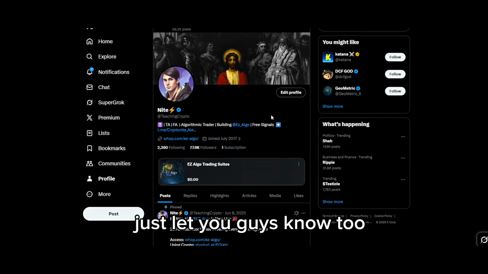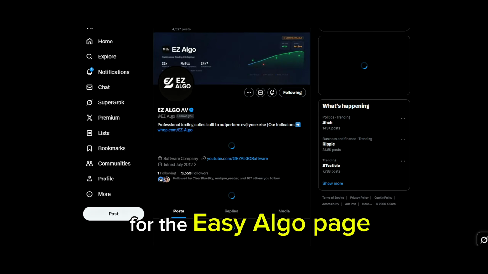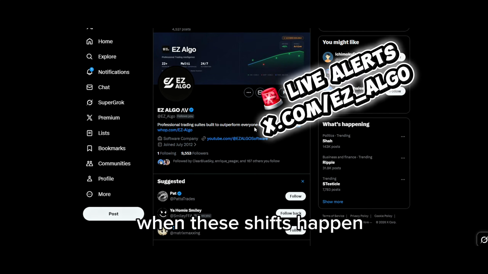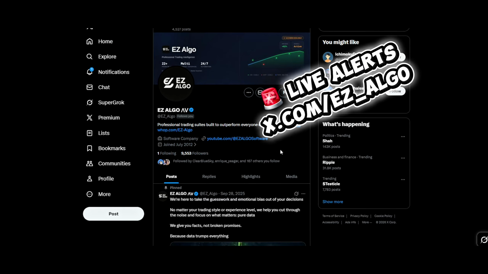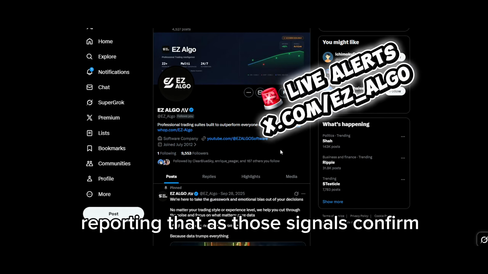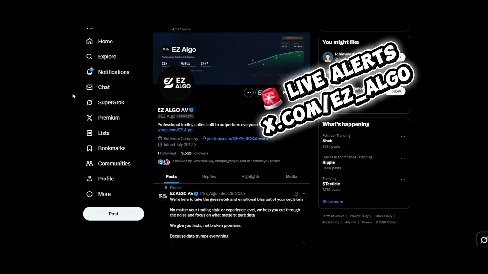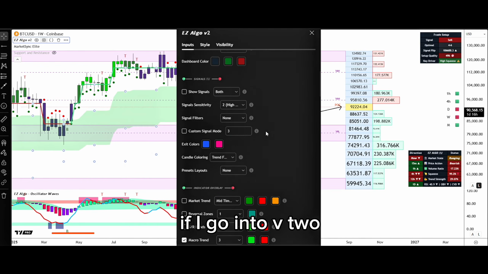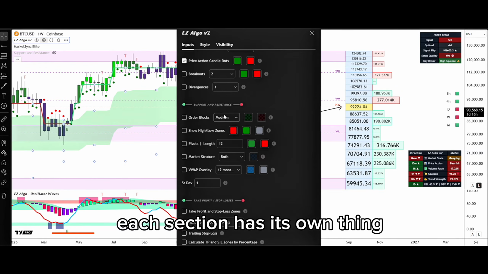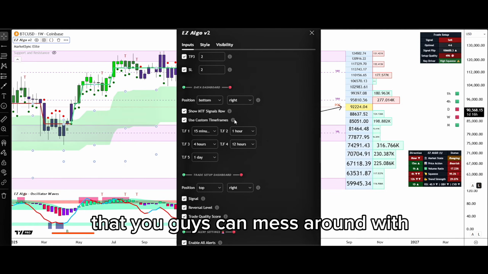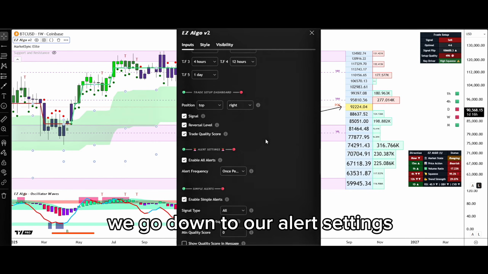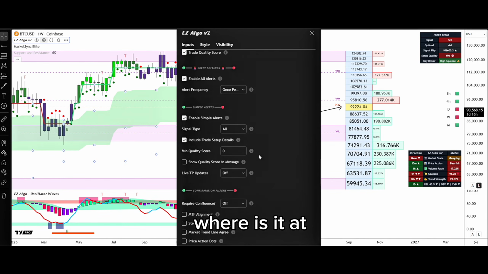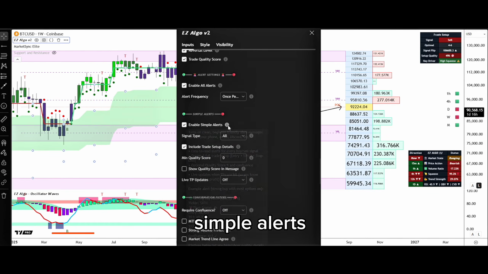Also let you guys know, for the EZ Algo page, I'm going to be bringing back live alerts when these shifts happen. This page is just going to be live reporting that as those signals confirm. And basically all that's going to be is just simple setups. So if I go into V2, each section has its own thing that you guys can mess around with. We go down to our alert settings. Basically what I'm going to be using for these alerts is simple alerts.